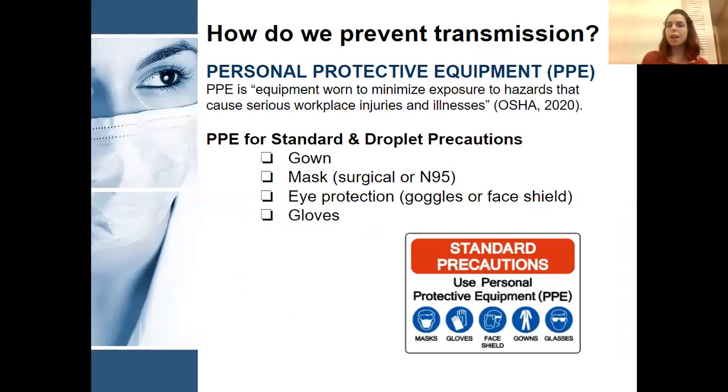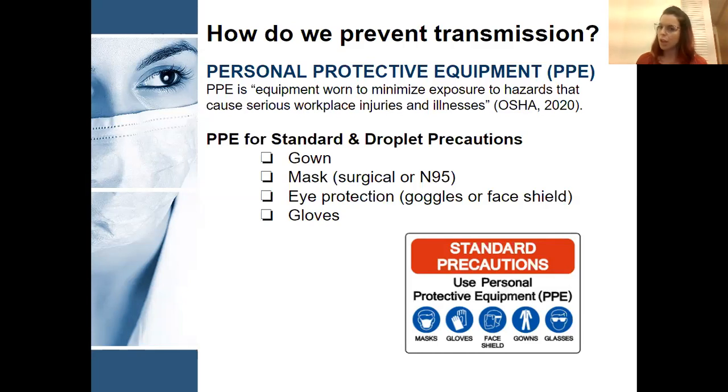So how do we prevent transmission? The key here is wearing the appropriate personal protective equipment. PPE is equipment worn to minimize exposure to hazards that cause serious workplace injuries or illnesses.